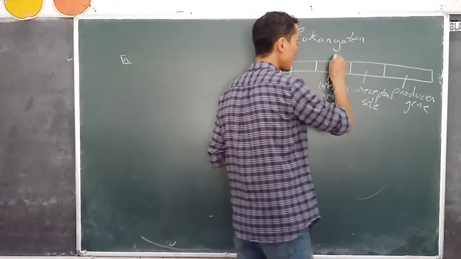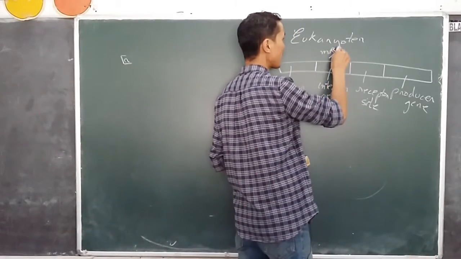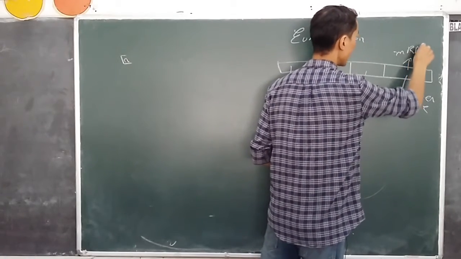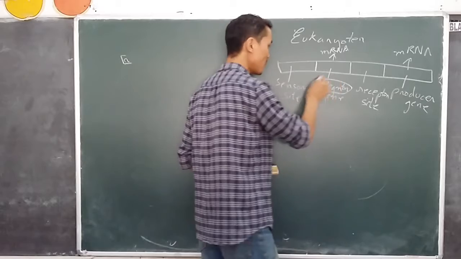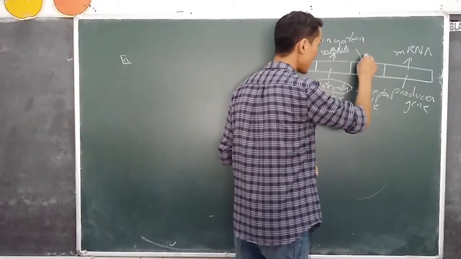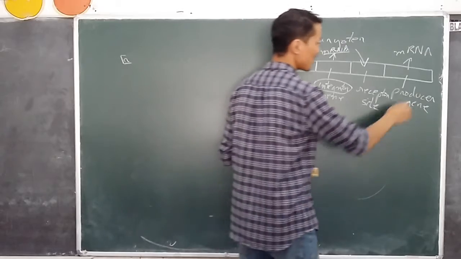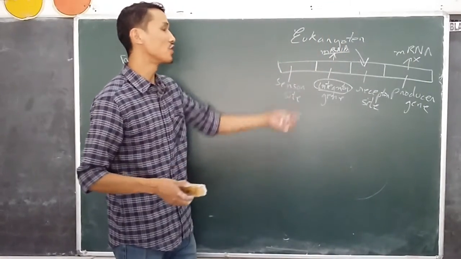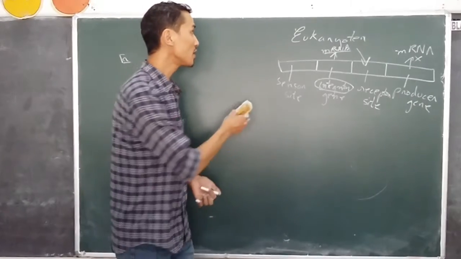Integrator gene and producer gene produce mRNAs which later code for proteins. Integrator gene works just like the regulator. That means if this mRNA acts on the receptor site, then the producer gene is no longer able to produce the functional proteins. This is how your gene operates in eukaryotes.